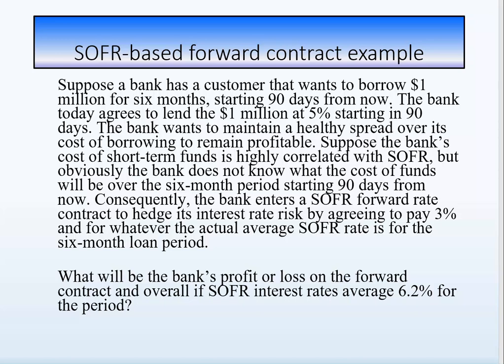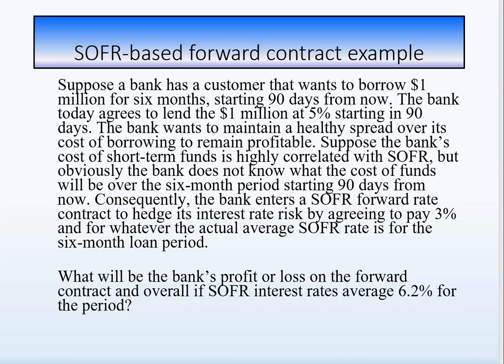So instead of looking at a securities dealer, let's look at a bank and how it might use a forward rate contract. Suppose a bank has a customer that wants to borrow $1 million for 6 months starting 90 days from now. The bank today agrees to lend $1 million at 5% starting in 90 days. The bank wants to maintain a healthy spread over its cost of borrowing to remain profitable. Now suppose that the bank's cost of short-term funds is highly correlated with SOFR. But obviously the bank doesn't know where the cost of funds will be over that 6-month period starting 90 days from now.